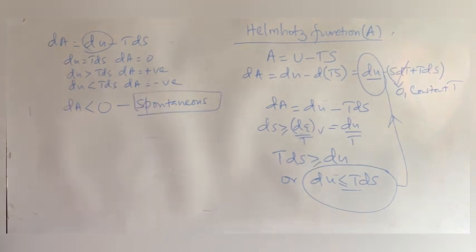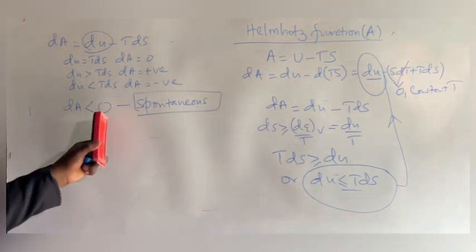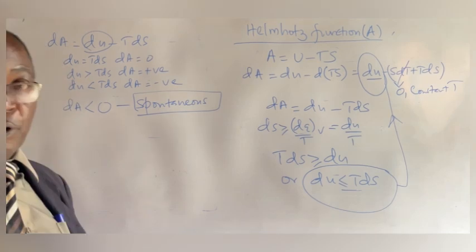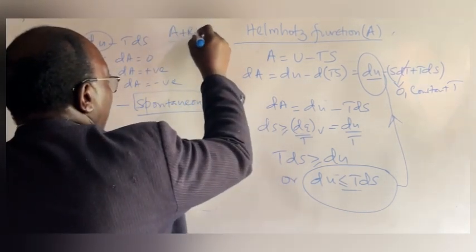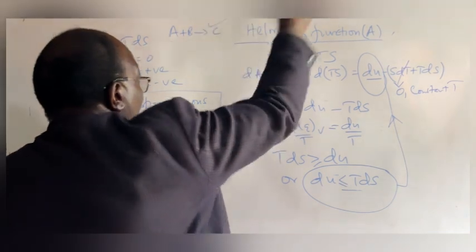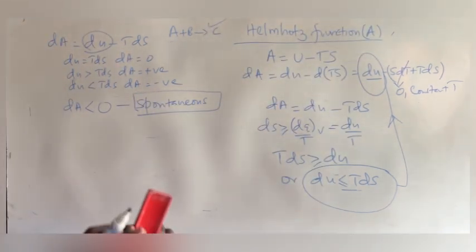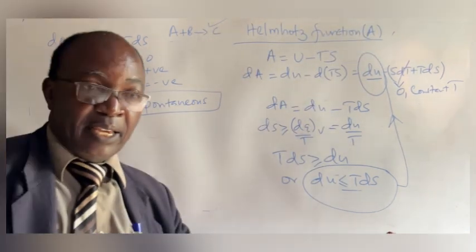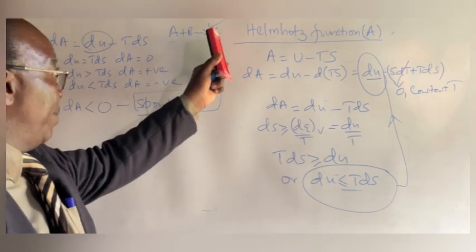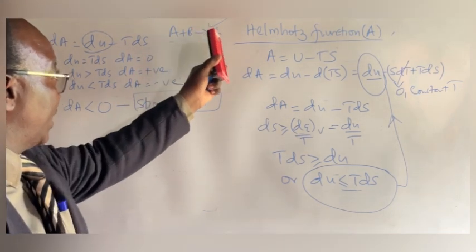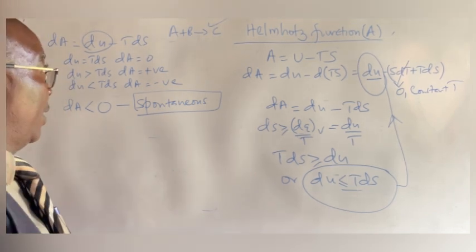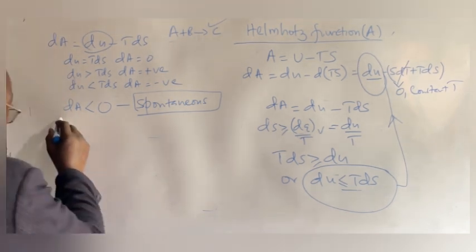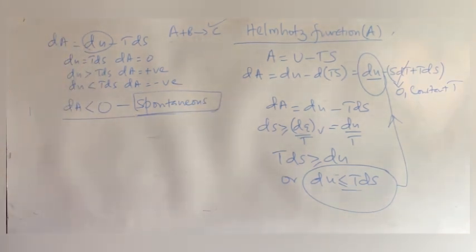So if you know the value of dA and it is less than 0, then that process is spontaneous. What does that mean? If you had a reaction going from A plus B to C, it will move forward, A plus B to C. If we have an equilibrium reaction, then it means that the forward and reverse reactions are almost balanced. So it's very important to note that that's a criterion for spontaneity of a reaction.